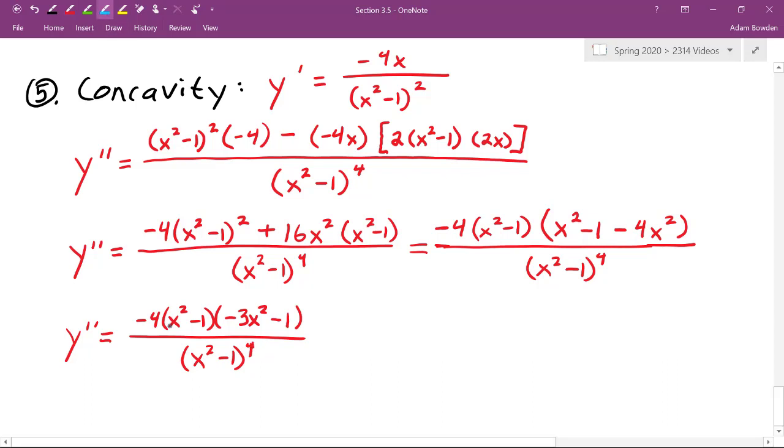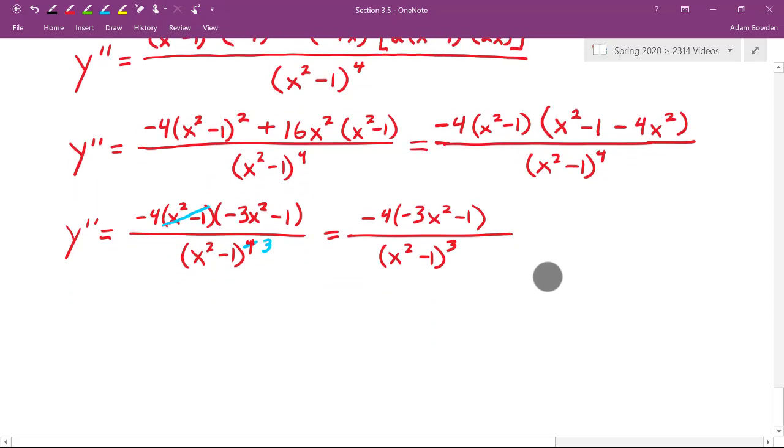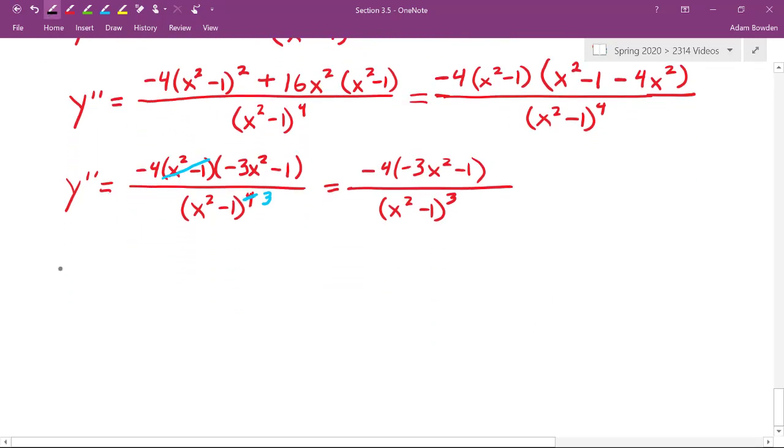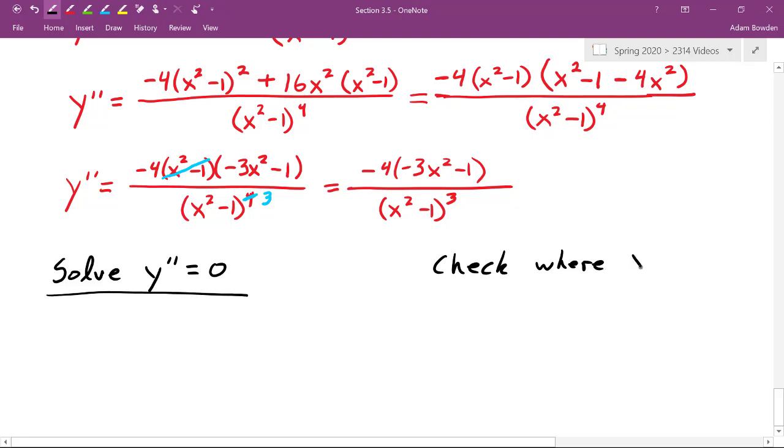Now, a cool thing is this x squared minus 1 can be reduced with one from the denominator, so that's a nice simplification here. So we get -4 times -3x squared minus 1, all over x squared minus 1 raised to the 3rd power. Okay, now we'll basically do with the second derivative what we did with the first derivative. We've got to solve it equal to 0. Okay, number 1. And we also need to check where the second derivative does not exist.